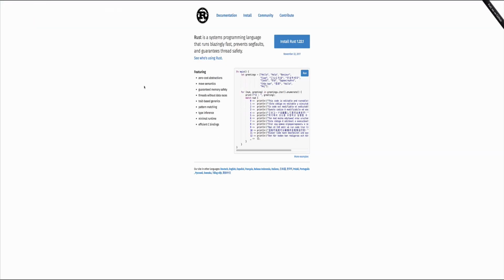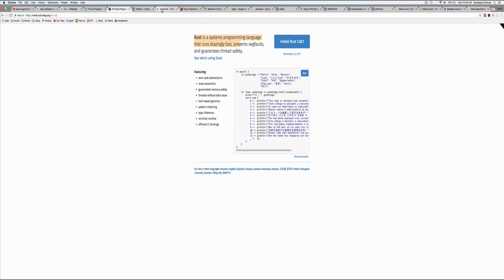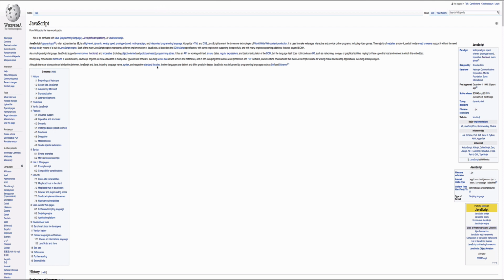The other option is Rust. Rust is another option as a programming language for cryptocurrencies. Rust is coming up in a big way in the machine learning world as well. Again, Rust is a systems programming language that runs blazing fast, prevents C faults, and guarantees thread safety. Then you have, of course, the most ubiquitously used language, JavaScript. JavaScript is used quite extensively in the Bitcoin cryptocurrency world.